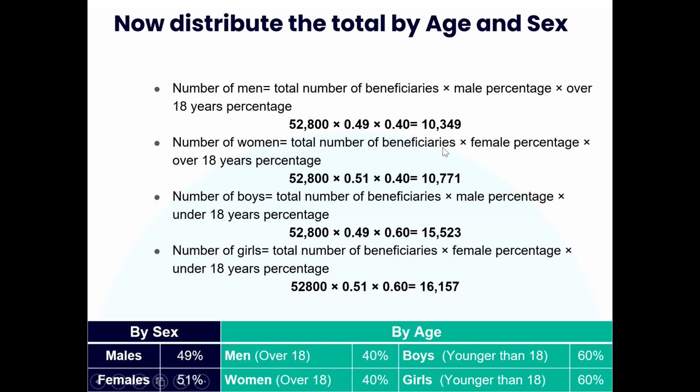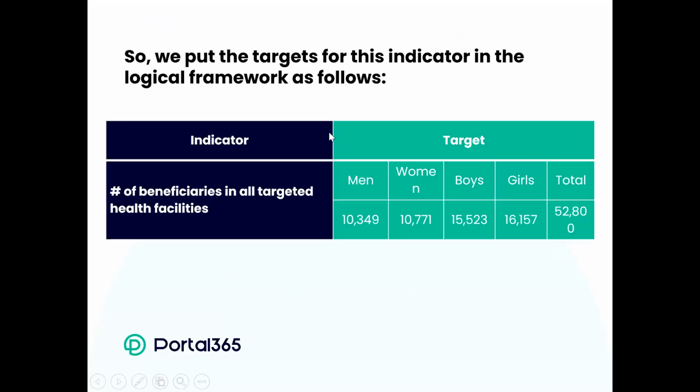And then these numbers, we will put them within the indicator in the logical framework. So we will have this logical framework. We have the indicator and we have the target. So the number of beneficiaries in all targeted health facilities will be like this. Men are 10,349, women will be 10,771, boys will be 15,521, girls 16,157, within a total, the same total, which is 52,800 beneficiaries.